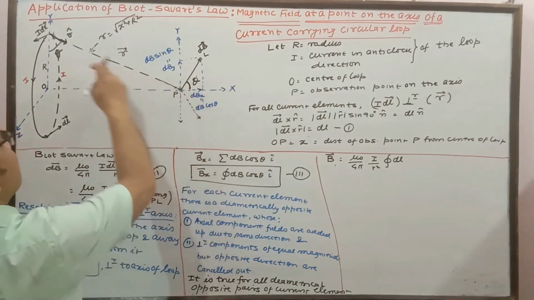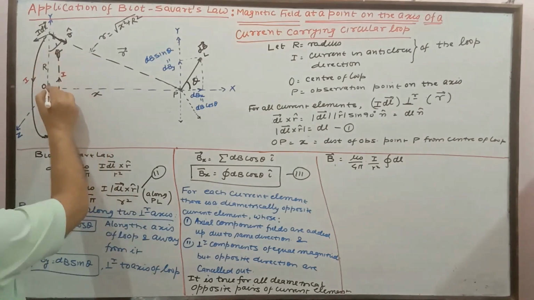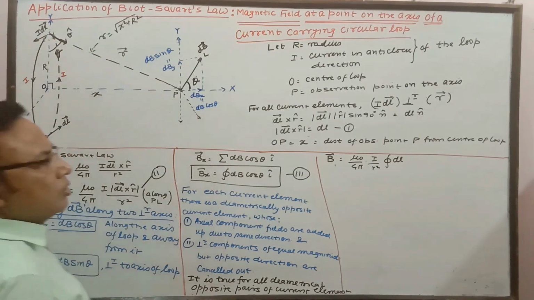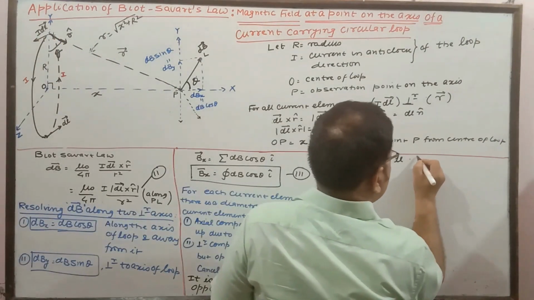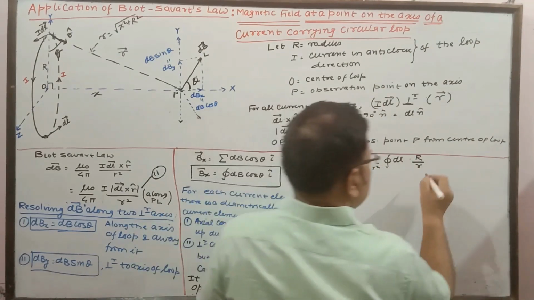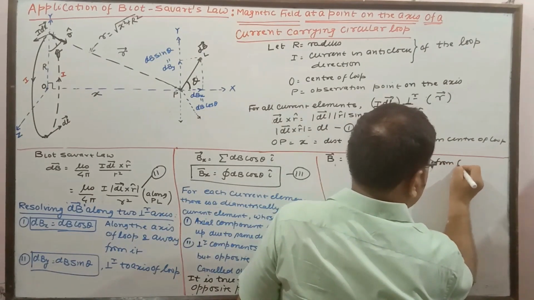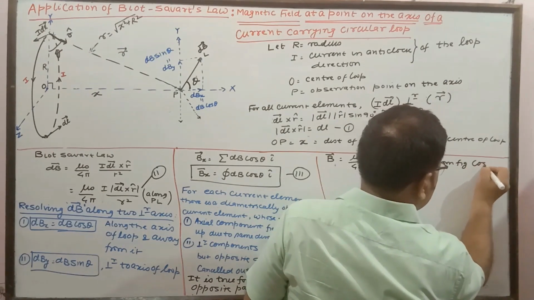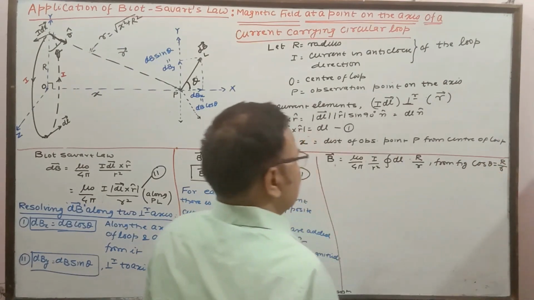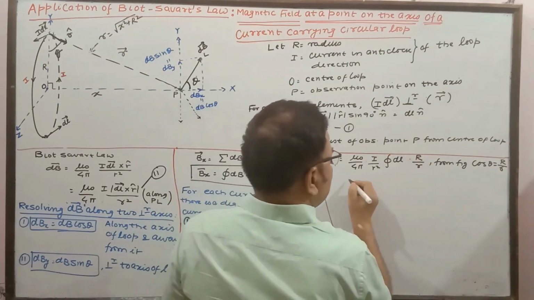If this one is theta, this is theta. From this triangle, this is 90 degrees. So cos theta is equal to base divided by hypotenuse. The base is capital R, the hypotenuse is small r. So cos theta is capital R divided by small r. This is also constant. From the figure, cos theta is equal to capital R by small r, and that we can put here. Capital R and small r can be taken out.